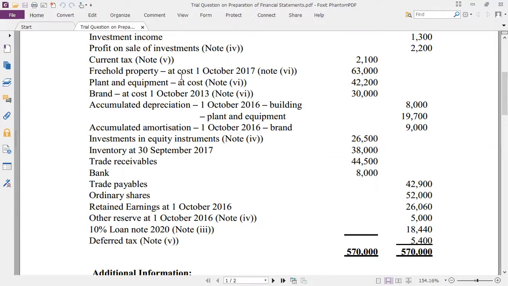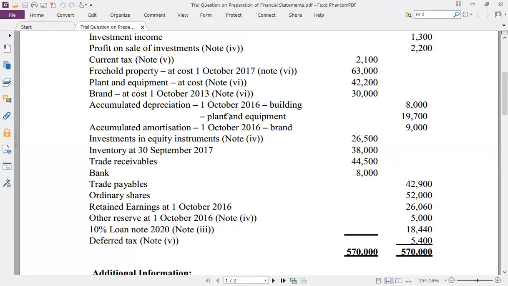Okay, so we have 50. Let's see whether we have accumulated depreciation on building. Have you seen accumulated depreciation in here on building? Okay. You can see 1st October 2016. And this October 2017 must be 2016. They must move in line. If you do have the hard copy, this 2017 should be 2016. Yeah, it should be 2016.